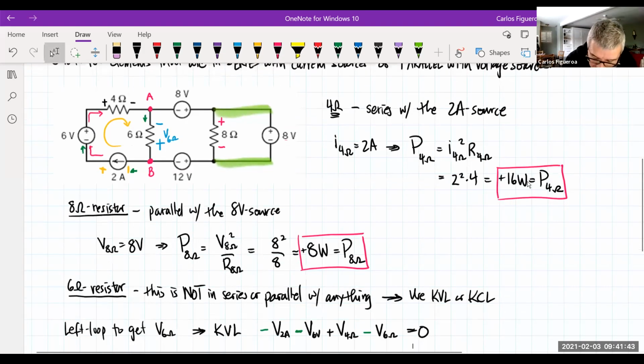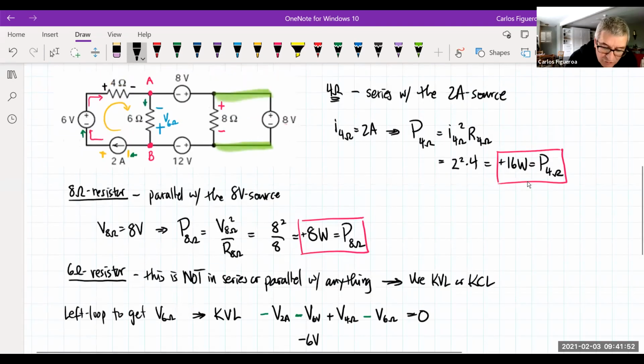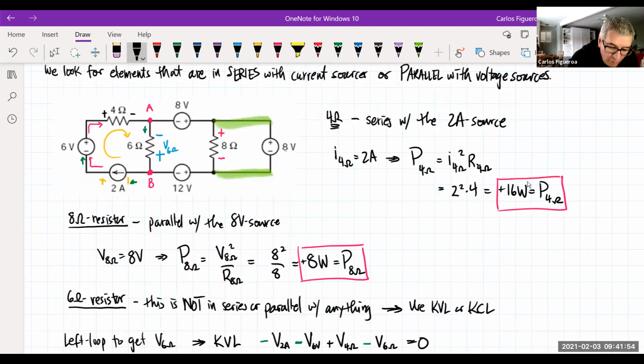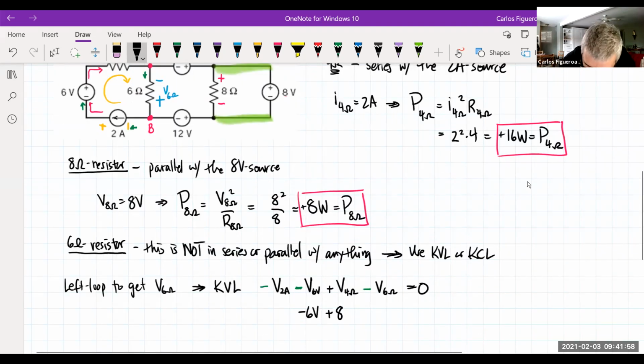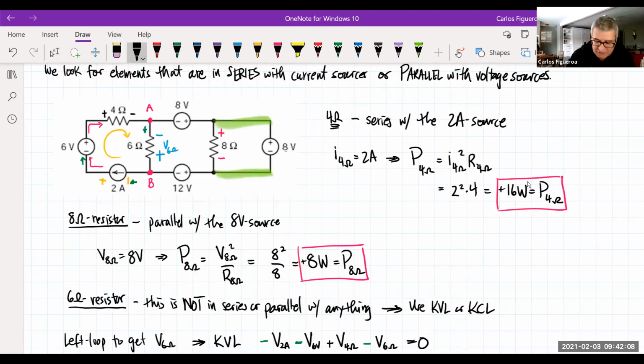Do I know the voltage of this guy? Of course I do. It's minus 6 volts. That's the source. Do I know the voltage of the 4 ohm? Yes. Because we know that if we have 2 amps and we have 4 ohms, then according to Ohm's law, this guy should be 8 volts here. And we're trying to find the voltage of the 6 ohm. The question is, do we know the voltage of the 2 amp source? And the answer is no.